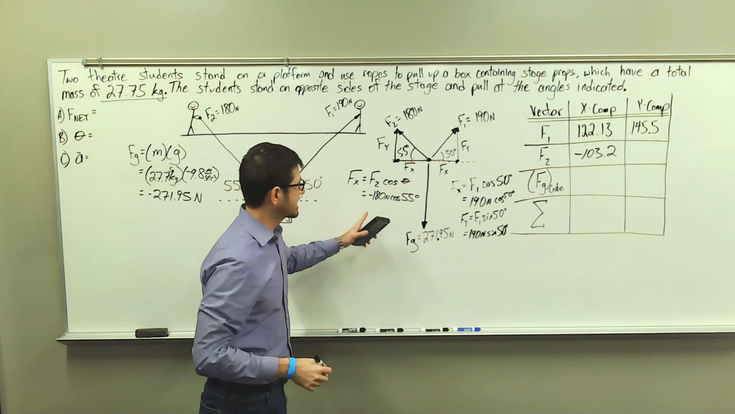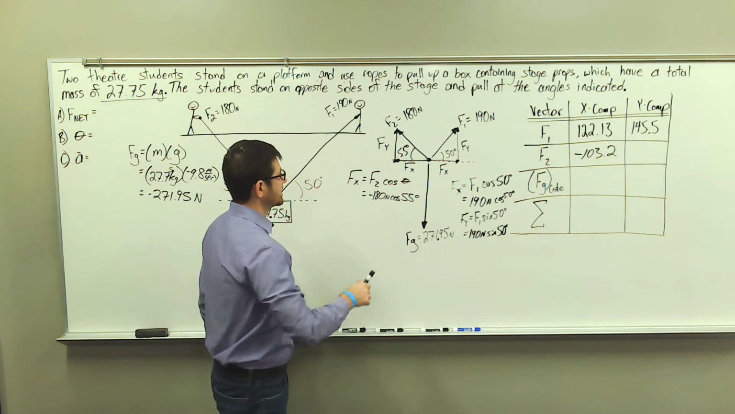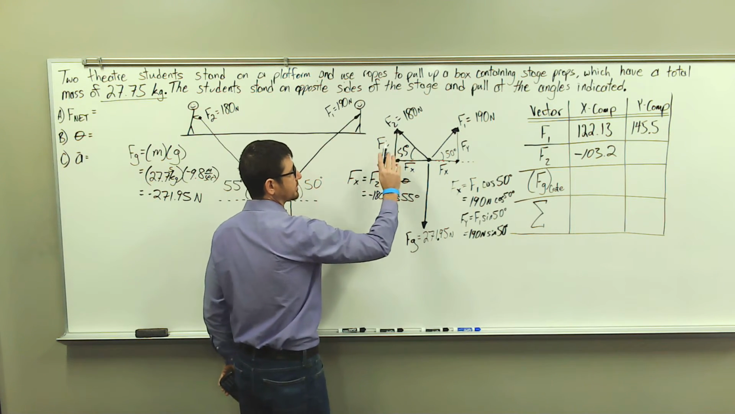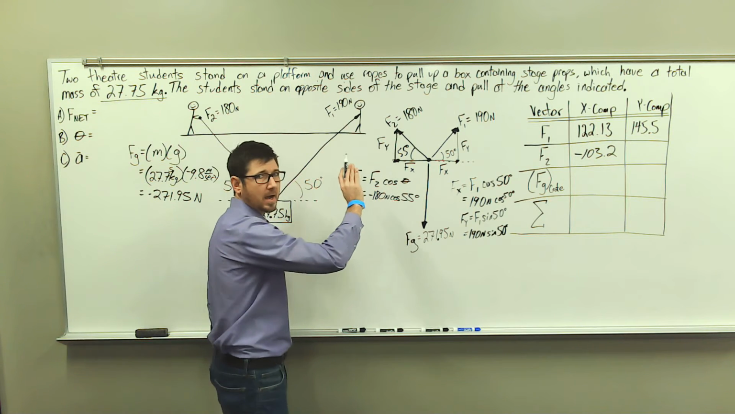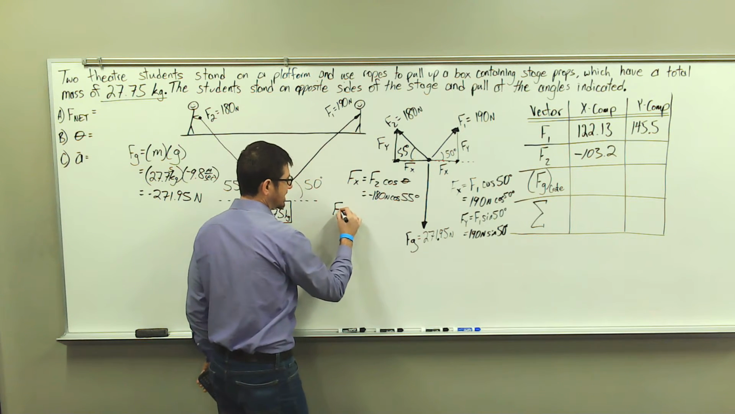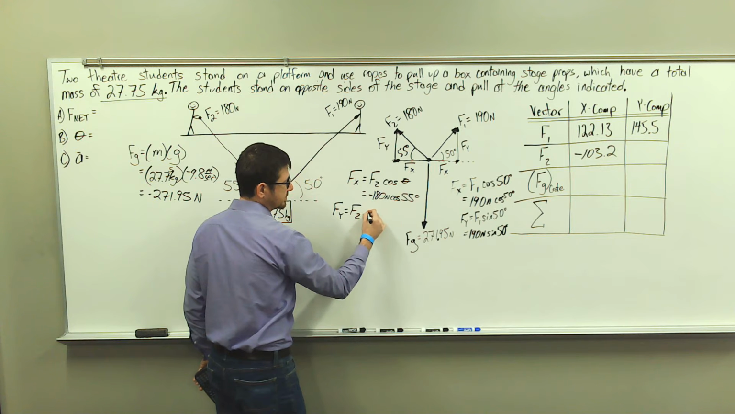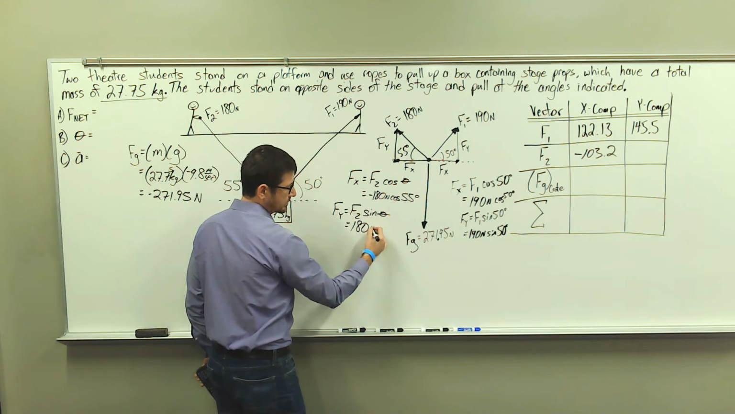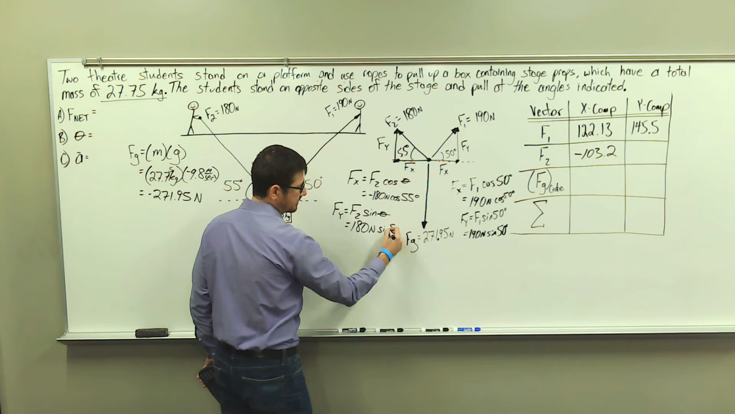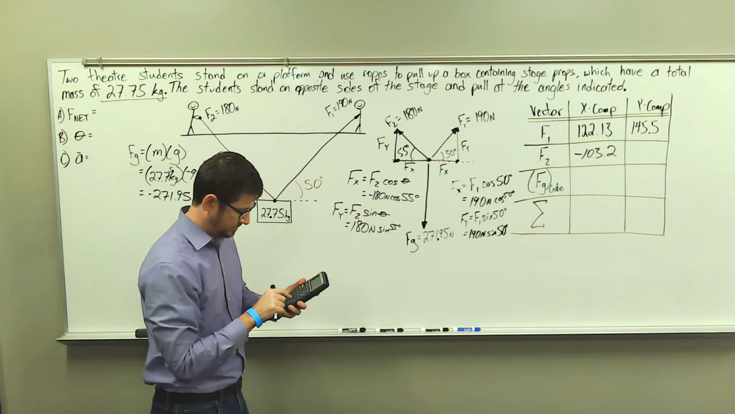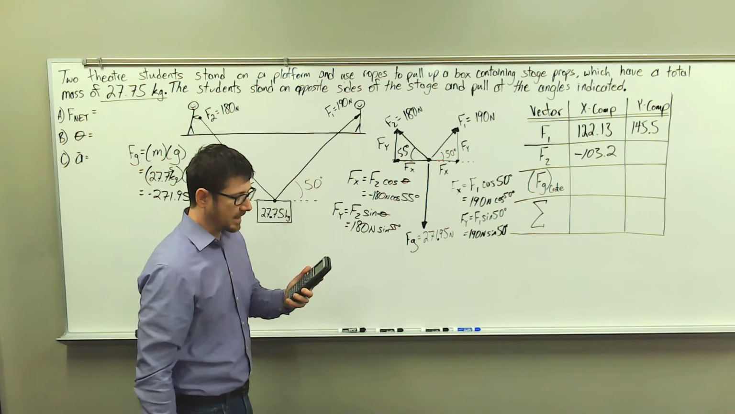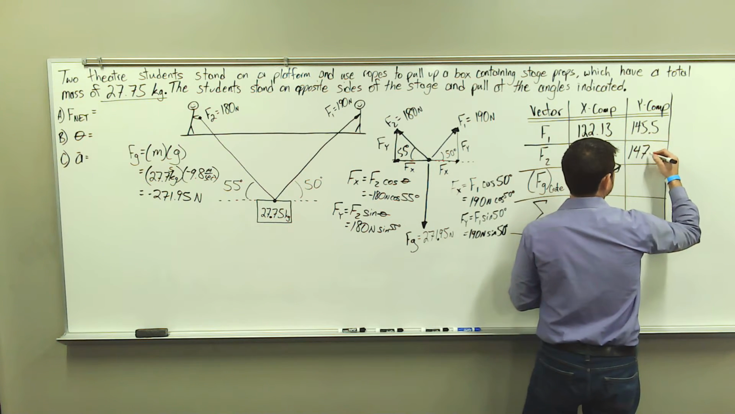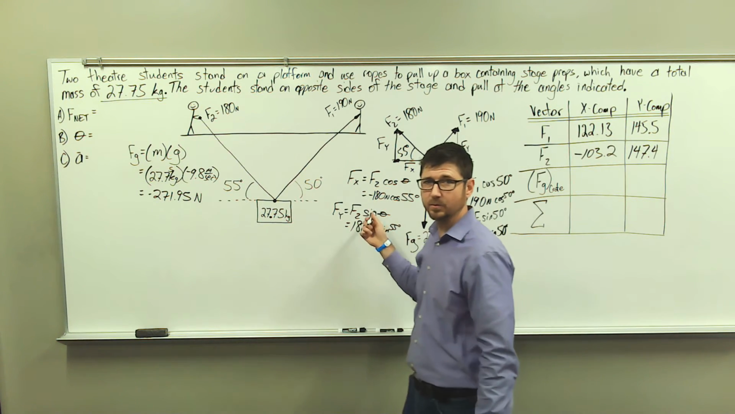Okay? Now let's take a look at the y component. For my y component, if we take a look at the vector, we see that this vector is pointing in a positive y direction. So F sub y is equal to force 2 times sine of the angle theta. I have a positive 180 newtons times sine of 55 degrees, and I get 147.4. Okay, so we're done with force 2.